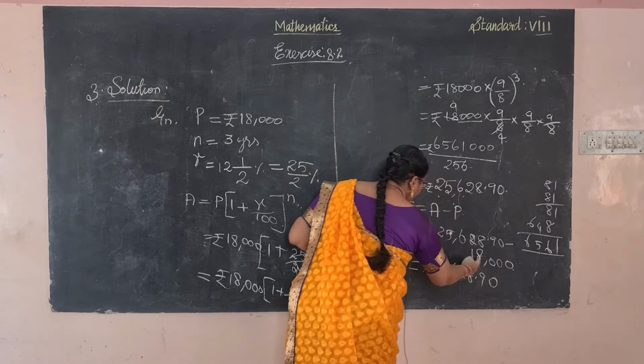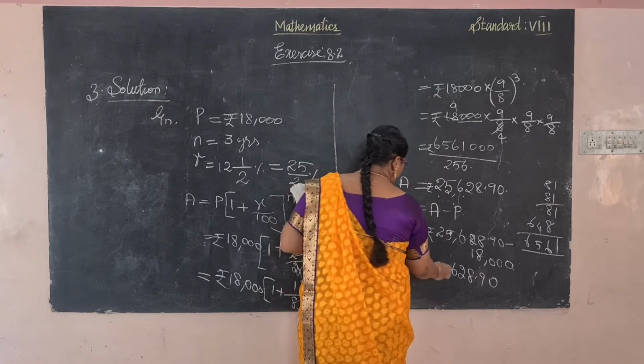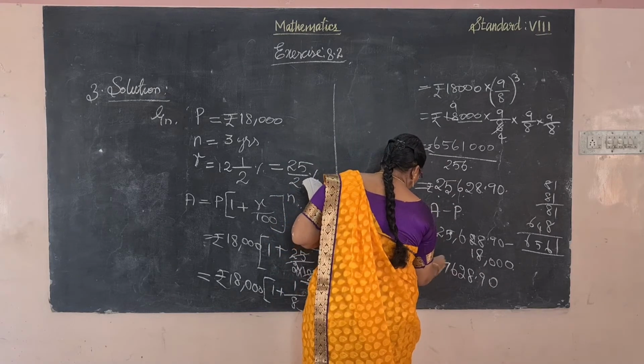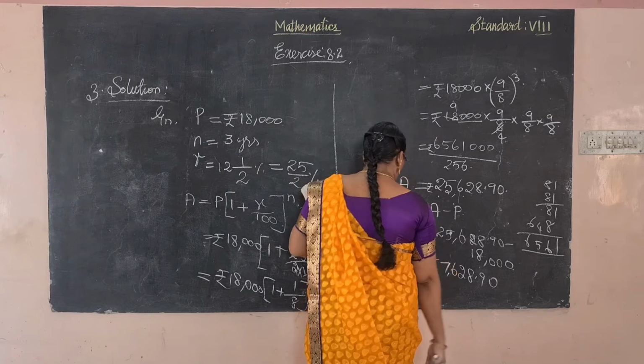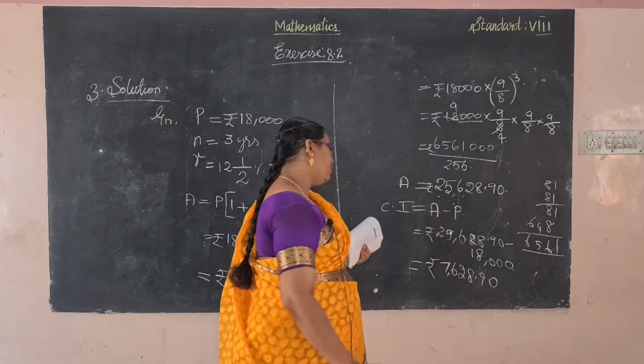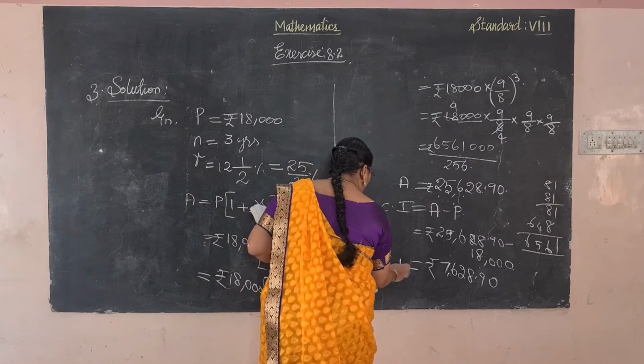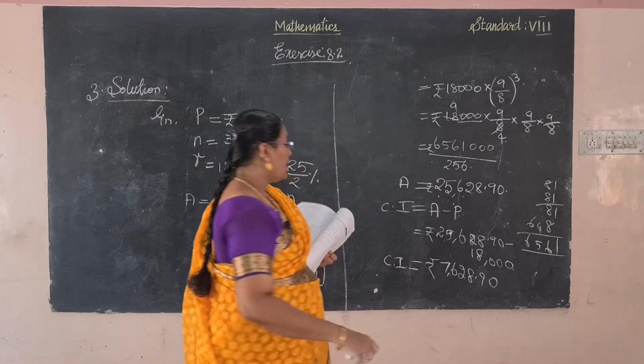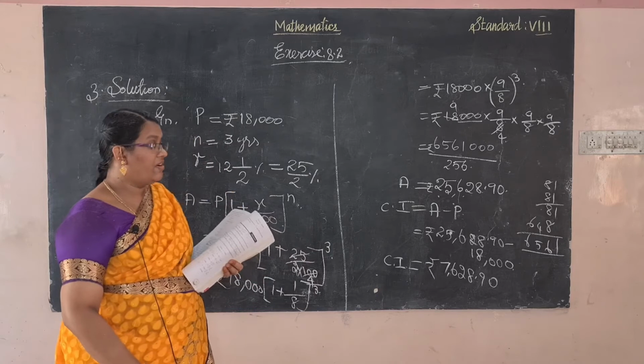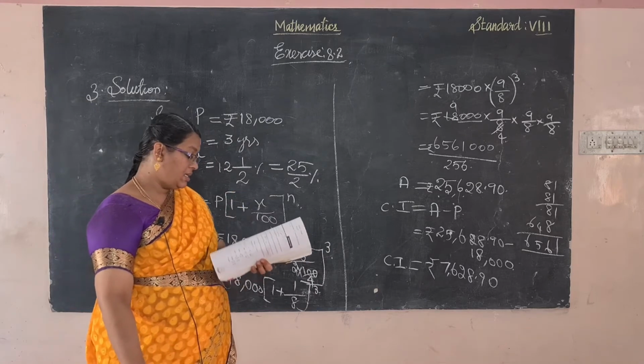628.90. 25 minus 18, 7. Is it? So 7,628 rupees 90 paise. This is the compound interest for 3 years.